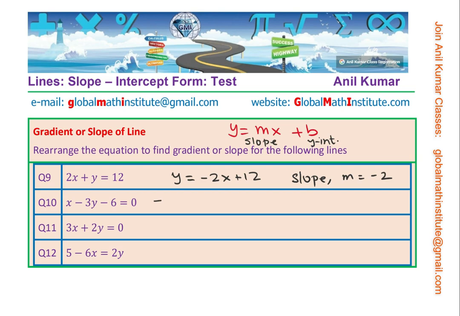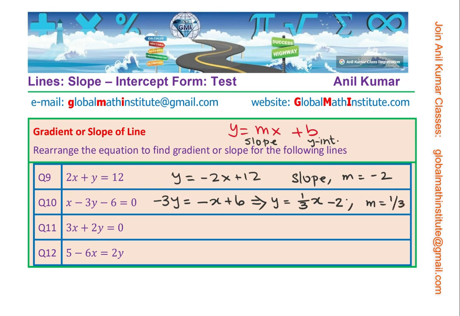So we can isolate and write minus 3y equals minus x plus 6. And now we can modify by dividing by minus 3. So we get y equals 1 over 3 x, right? Dividing by minus 3 changes minus to plus. And then 6 divided by minus 3 will be minus 2. And therefore, we get the slope m as equal to 1 by 3. Is that clear to you?